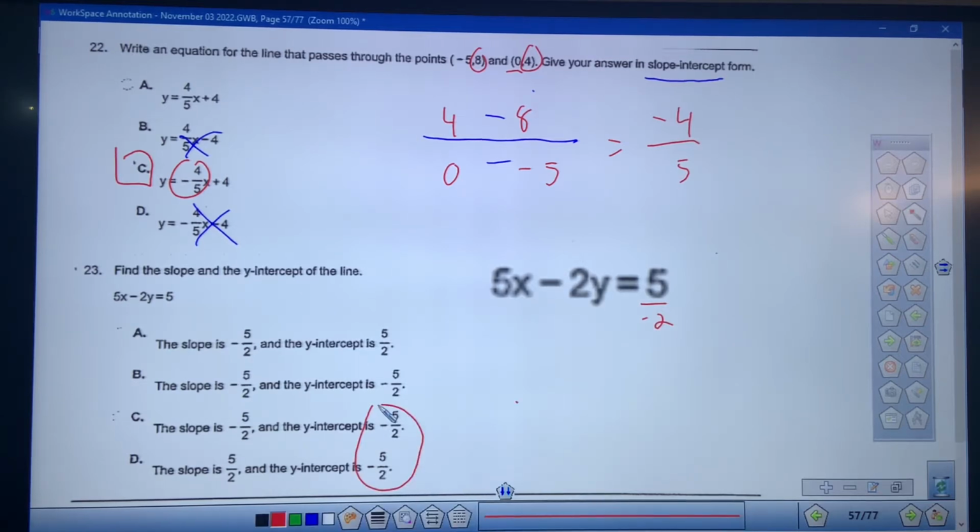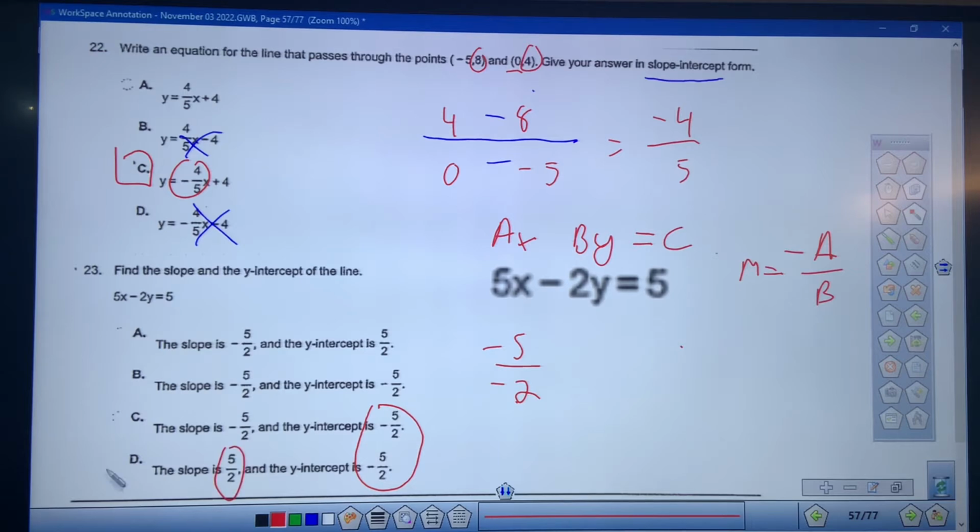So I had those two choices. And now the slope is, if this is an ax plus by equals c format, the slope is just the opposite of a over b. So it's going to be negative 5 over negative 2. That would be 5 halves. So it has to be choice D.